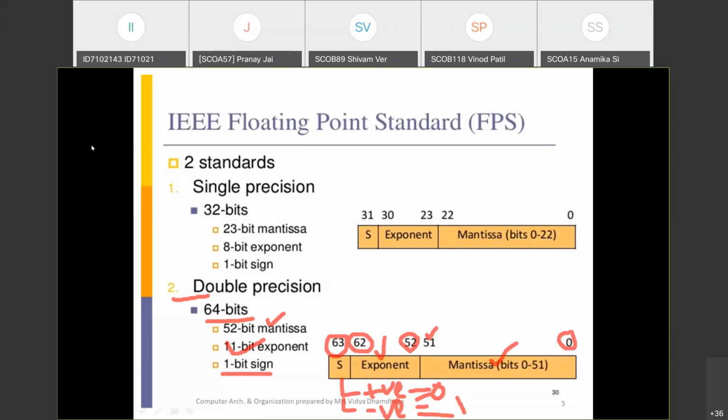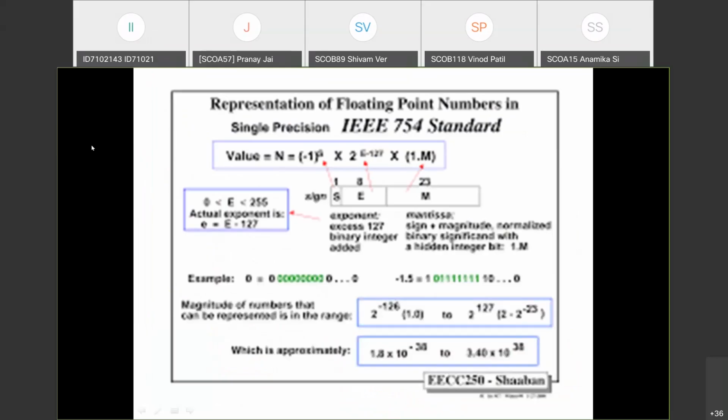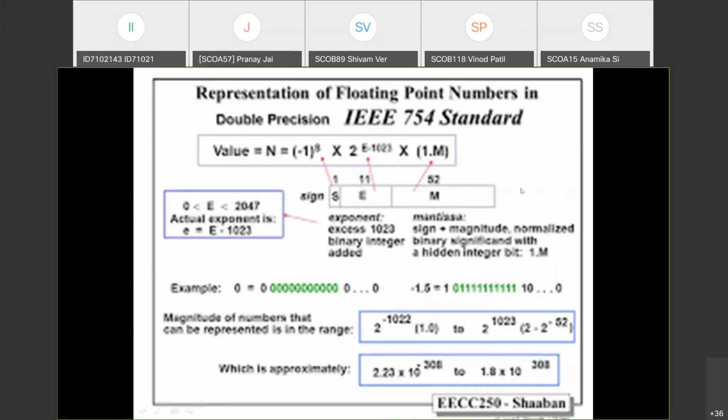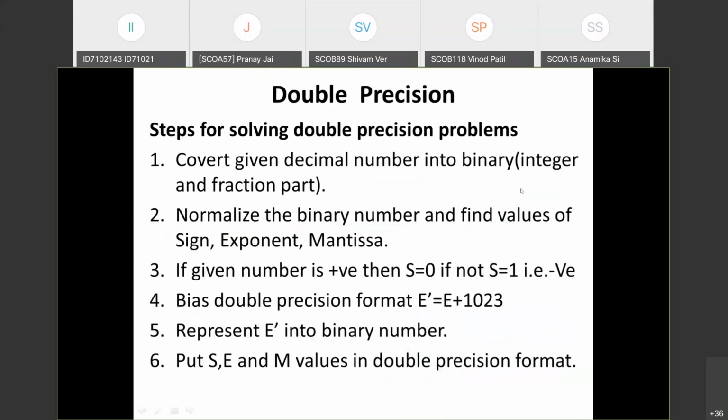Now we will go for the direct method for double precision. Already we have seen that in single precision, 23 bits are used for the mantissa, 8 bits for the exponent, and 1 bit for the sign bit. Now the same thing for double precision: we have 52 bits of mantissa, 11 bits of exponent, and 1 bit for the sign bit.